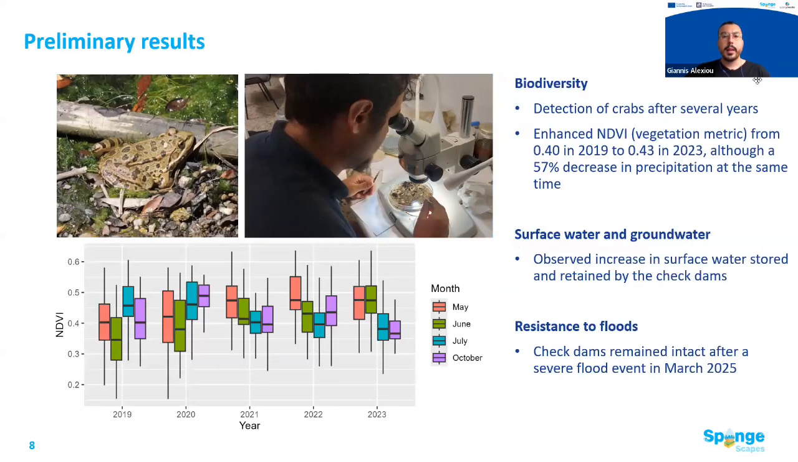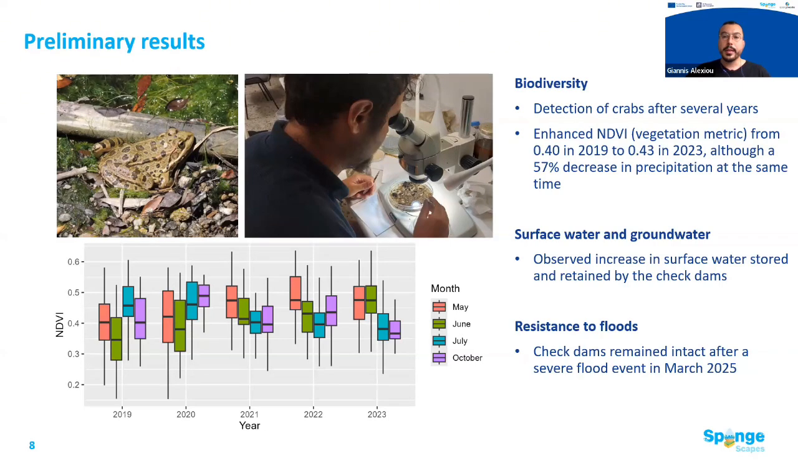Now, as I mentioned earlier, the synthesis of our results will be complete by the end of the project. However, we have some preliminary results that I can share with you. About biodiversity, it's important to mention that we detected crabs there after several years. This is something important because Kavropotamos, the name of the stream, literally in Greek means the river of crabs. Lots of them were found there in the past, and we now managed to detect again individuals after several years.